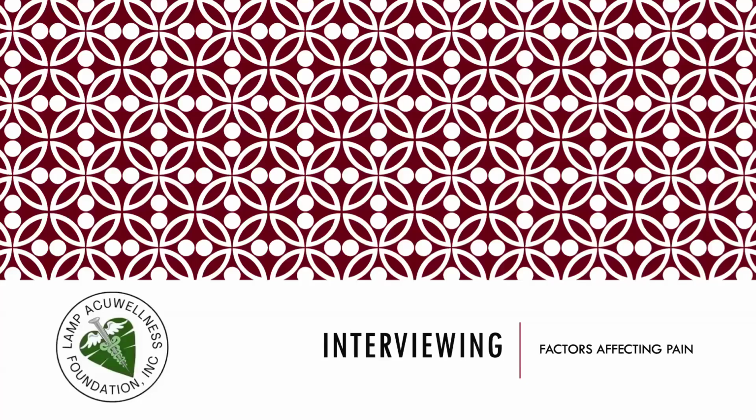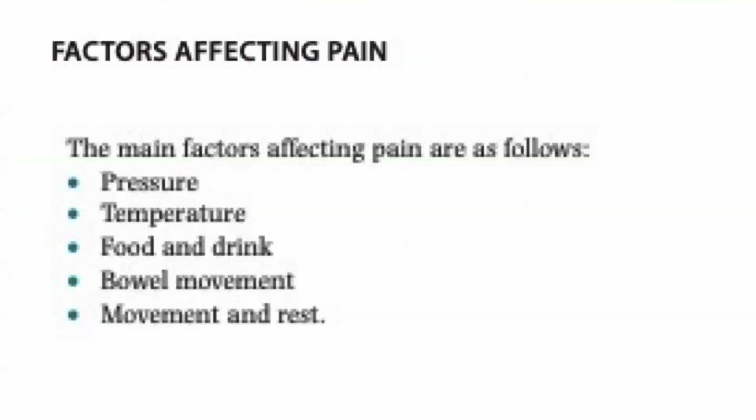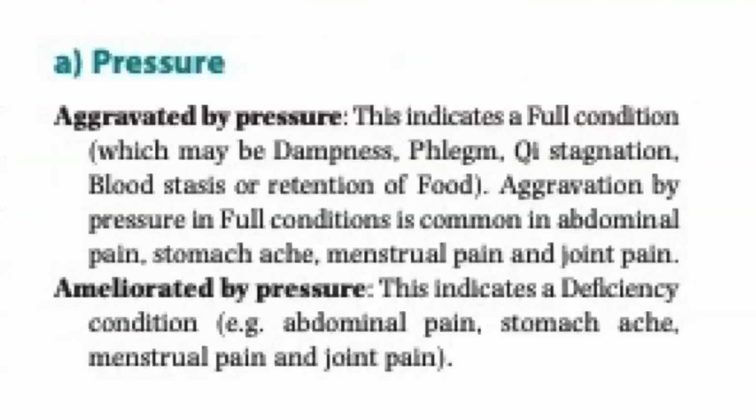We proceed to interviewing factors affecting pain. The main factors affecting pain are pressure, temperature, food and drink, bowel movement, and rest. Pain aggravated by pressure indicates a full condition, which may be dampness, phlegm, qi stagnation, blood stasis, or retention of food. Aggravation by pressure in full conditions is common in abdominal pain, stomach ache, menstrual pain, and joint pain.